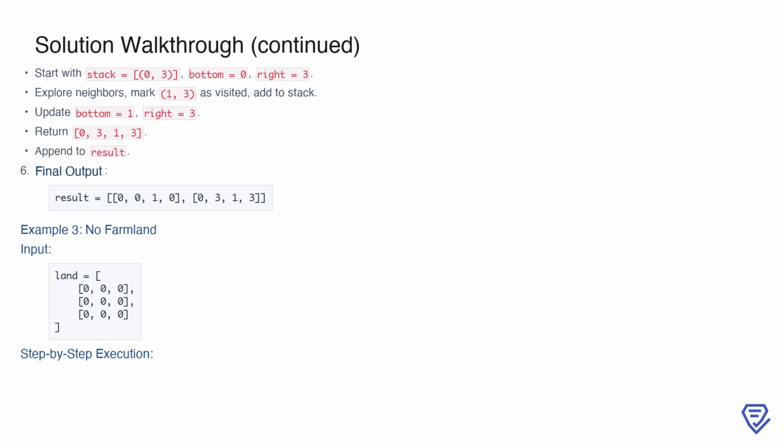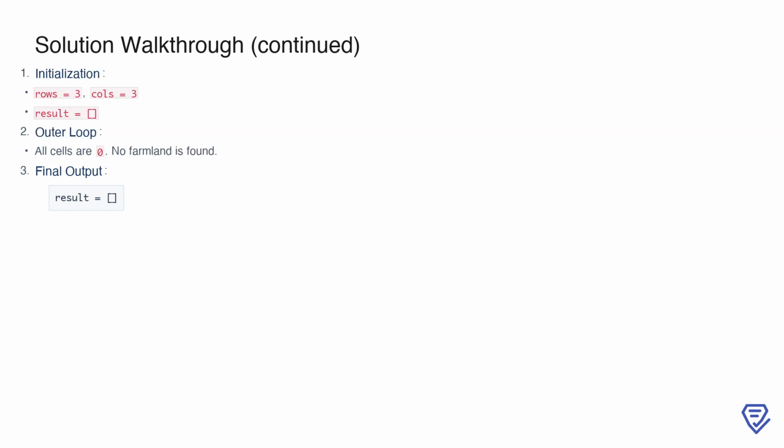The DFS concludes after visiting all farmland cells in this block, and the bottom right boundary is determined to be 1, 3. We append the coordinates 0, 3, 1, 3 to the result list. After completing the outer and inner loops, no additional farmland blocks are found, so the final output for this example is 0, 0, 1, 0, 0, 3, 1, 3. This demonstrates how the algorithm can handle grids with multiple disjoint farmland blocks, accurately identifying and recording each one.